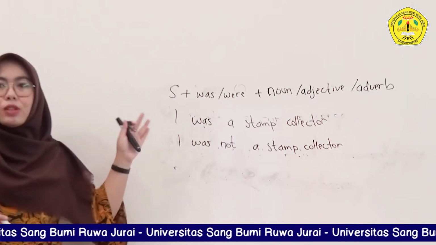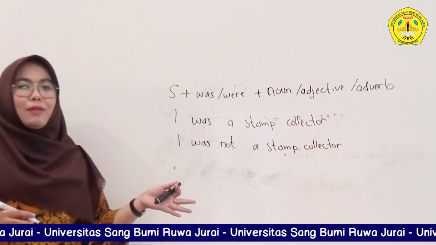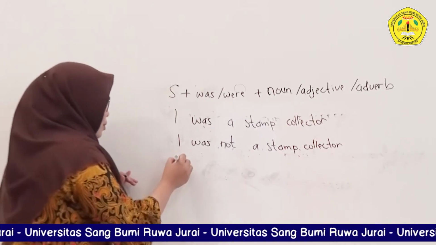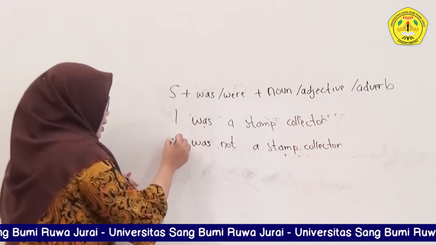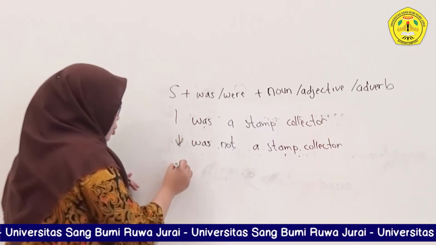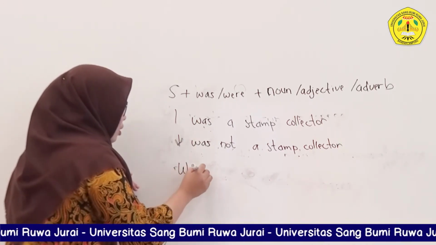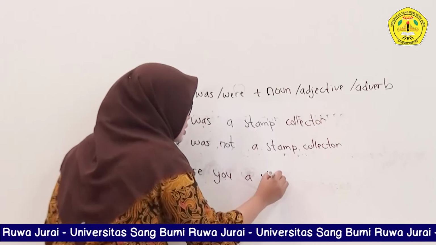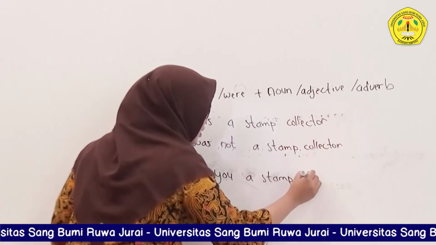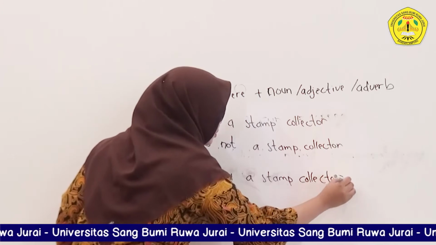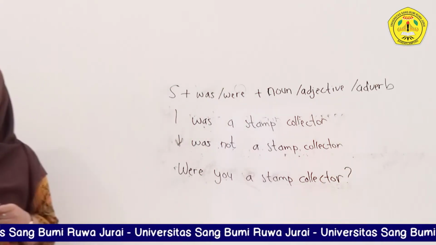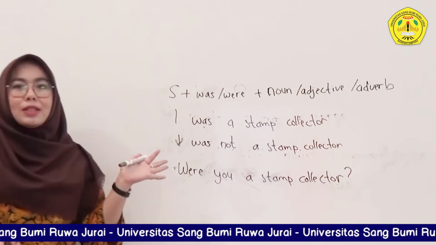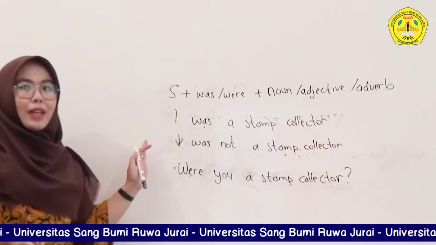The last is interrogative, or kalimat tanya. If you want to make a question by using a nominal sentence, here we go. We will change I to you, which means we have to use the to be were. Okay, were you a stamp collector? Don't forget to put a question mark. Okay, this is the example of a nominal sentence: positive, negative, and interrogative.